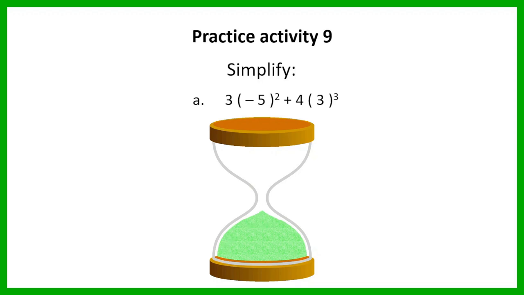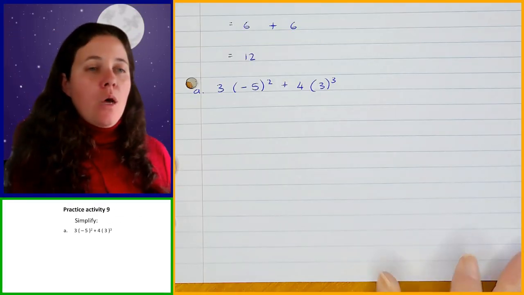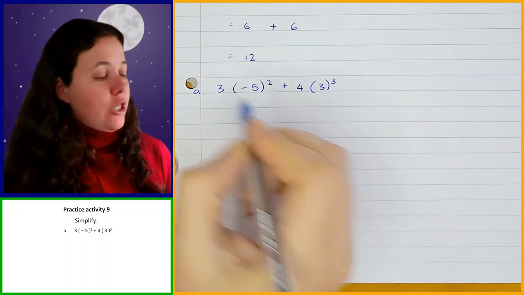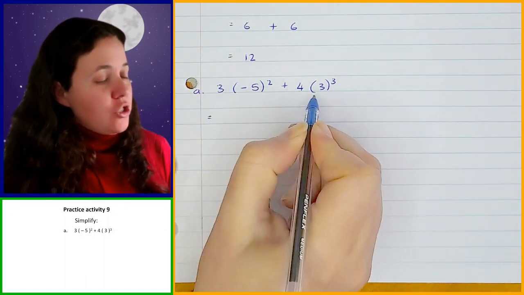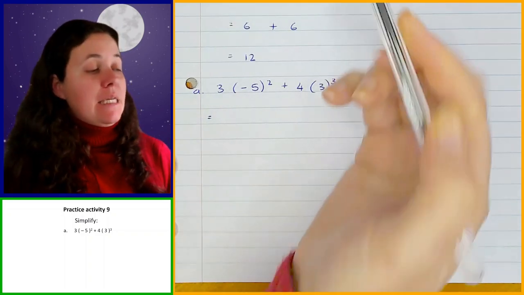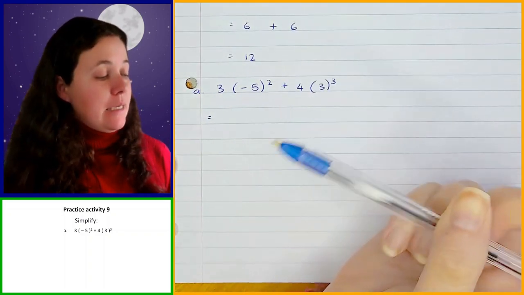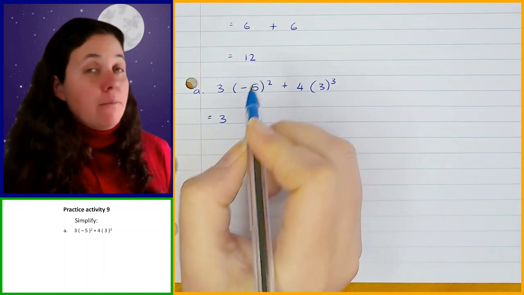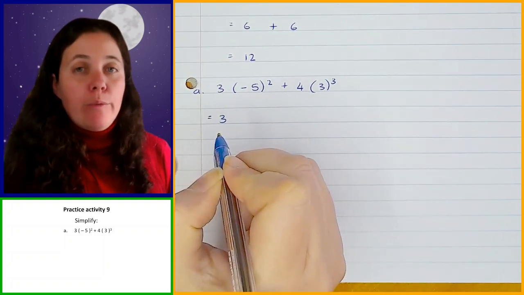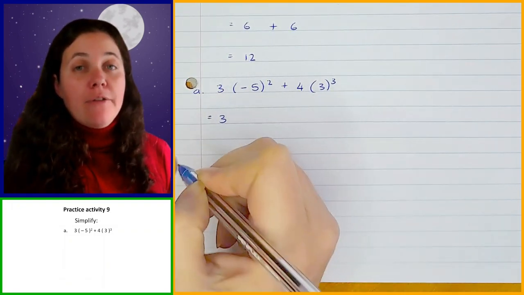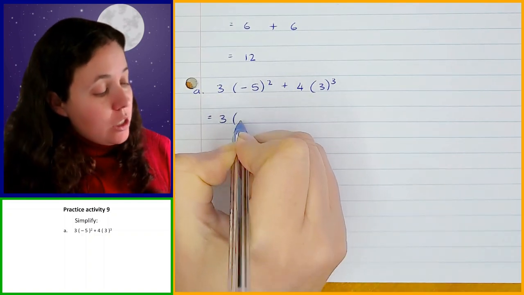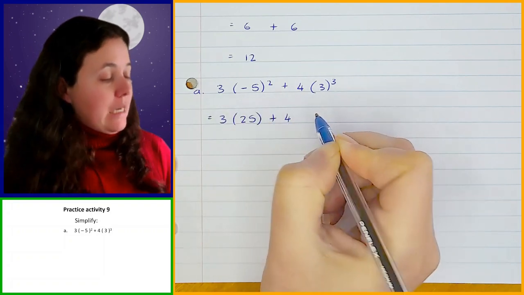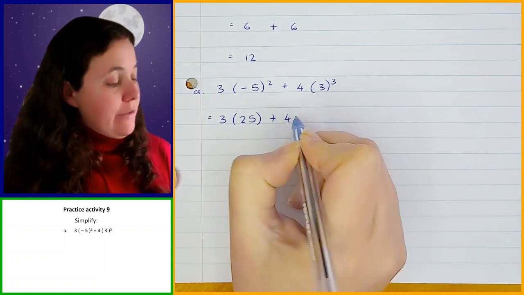Okay, you should be done with that example, so let's go through question A. We had 3 multiplied by negative 5 squared plus 4 times 3 cubed. So first of all, there's nothing to do inside the brackets, so I'm going to go straight on to my next step, which is my exponent, the E in BEDMAS. Okay, so I've got 3 times negative 5 squared is positive 25, because remember when we square a negative number, it's a negative times a negative, which is a positive. So that's positive 25 plus 4 times 3 cubed is 27.